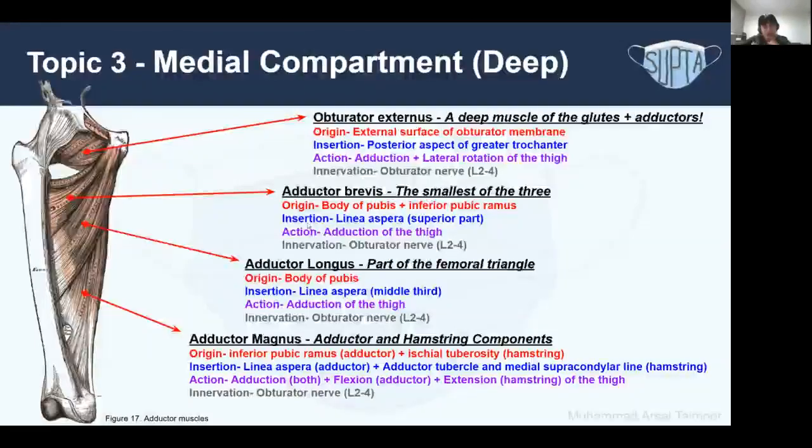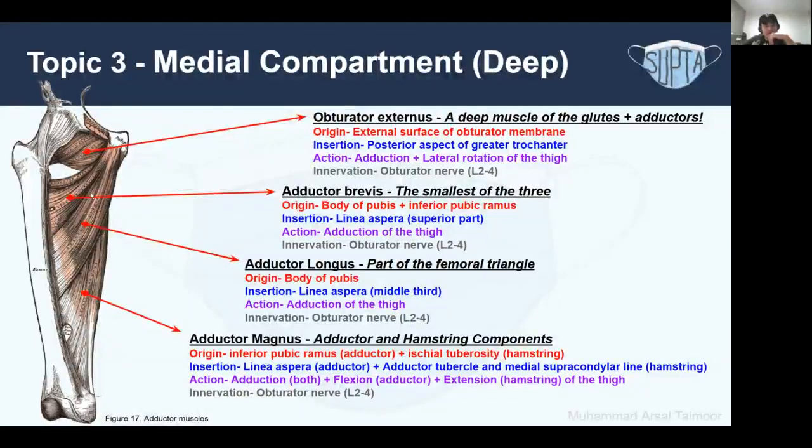These two have less of a role and are less important compared to the magnus, but they share a similar origin or insertion, and even origin. So origin being the pubis or the body of the pubis. In this case, the adductor brevis will originate from the inferior pubic ramus. The adductor longus is relevant to the femoral triangle that we'll talk about in a moment.